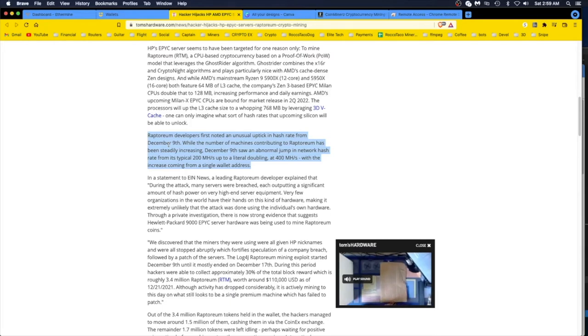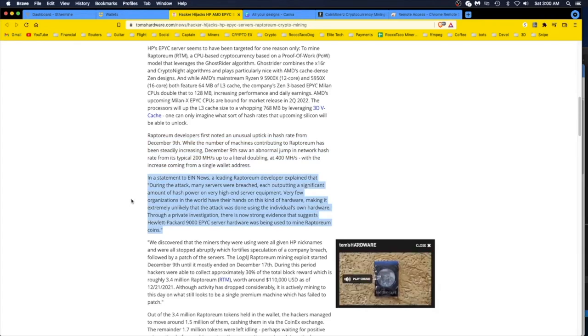That's amazing. People are like, who is this guy? Who's this guy throwing his hardware at it? The supercomputer. Oh my gosh. So this guy, a leading Raptoreum developer, explained that during the attack, many servers were breached, each outputting a significant amount of hash power on very high-end server equipment. Very few organizations will have their hands on this kind of hardware, making it extremely unlikely that the attack was done using the individual's own hardware.